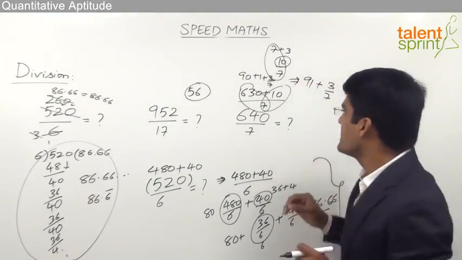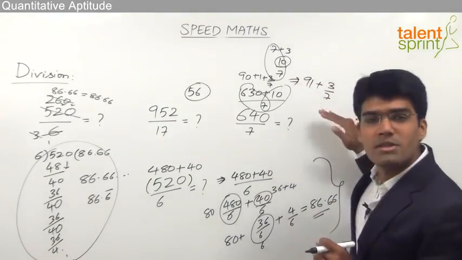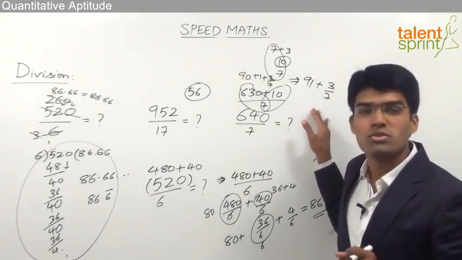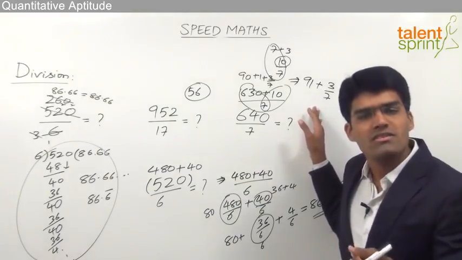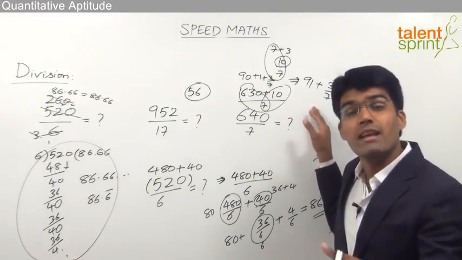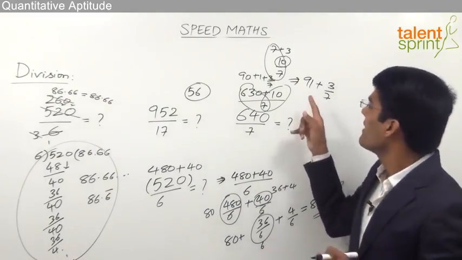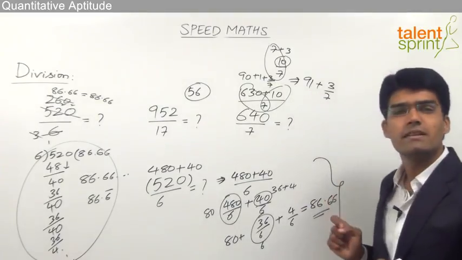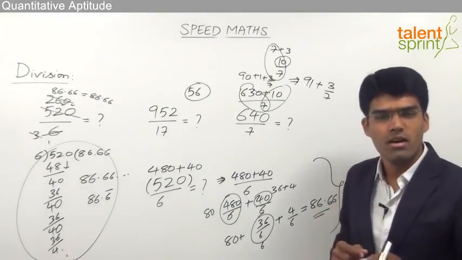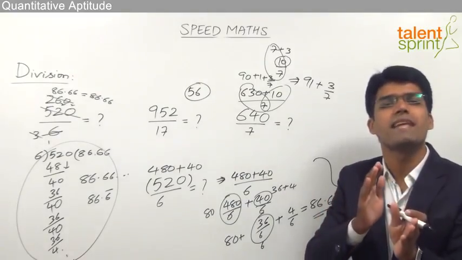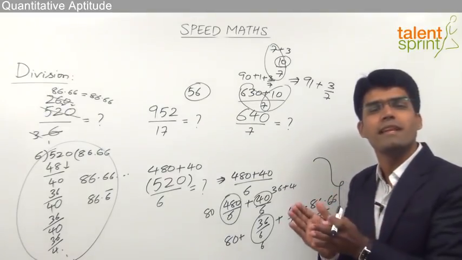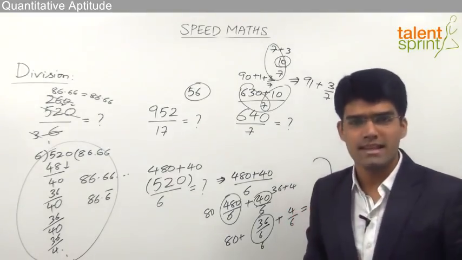Now let me tell you friends, even if you are able to do at least this much of calculation without paper, it is enough to mark the answer in most of the cases. Why? Because options are generally given in such a way that approximate calculation will be sufficient to decide which answer is correct. Here we can understand that the answer is 91 plus 3 by 7. So it is like 91 point something. Or at least we know that the answer is between 91 and 92. So that's it. Whichever option is between 91 and 92, that can be marked as the answer.